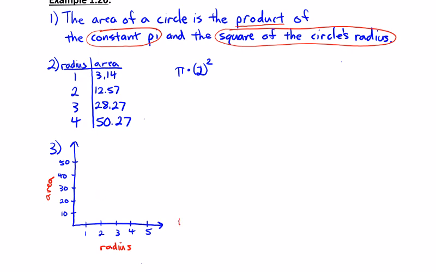So let me take the data from our table and let me plot it. I'm going to use green. 1 maps to about 3.14, 2 to about 12.6, 3 is about 28, and then 4 goes to about 50.